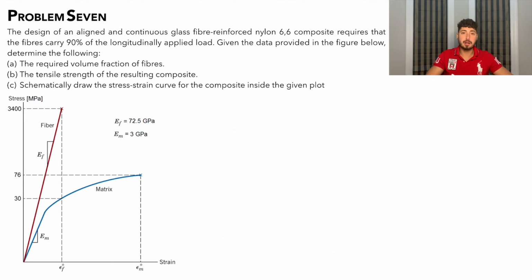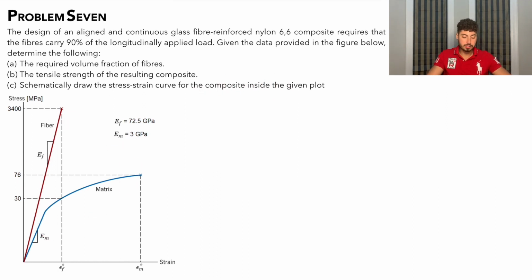Let's move on to our final problem of composite materials, which is problem number 7. So the design of an aligned and continuous glass fiber reinforced nylon 6/6 composite requires that the fibers carry 90% of the longitudinally applied load. Given the data provided in the figure below, determine the following. A, the required volume fraction of the fibers. B, the tensile strength of the resulting composite. And C, they want us to schematically draw the stress strain curve for the composite inside this graph.